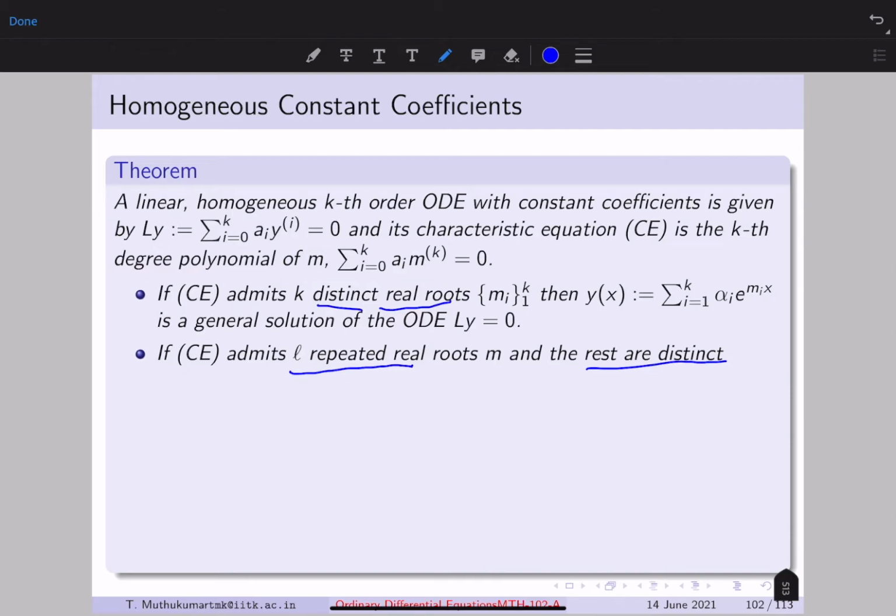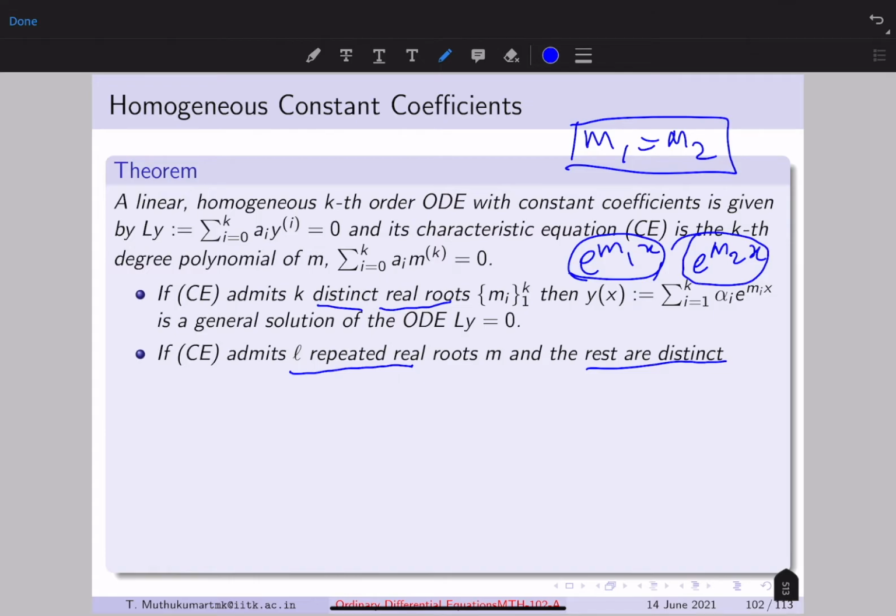So in those cases, for those repeated roots, let's say m1 and m2, e power m1x and e power m2x, if m1 and m2 are repeated roots, then they are the same, which means these two are not linearly independent. So this argument is not true, because for repeated roots, they will no longer be linearly independent functions. So you don't actually have k linearly independent functions here, right? But we said this is a k dimensional solution space. So in those cases, something else happens, right?